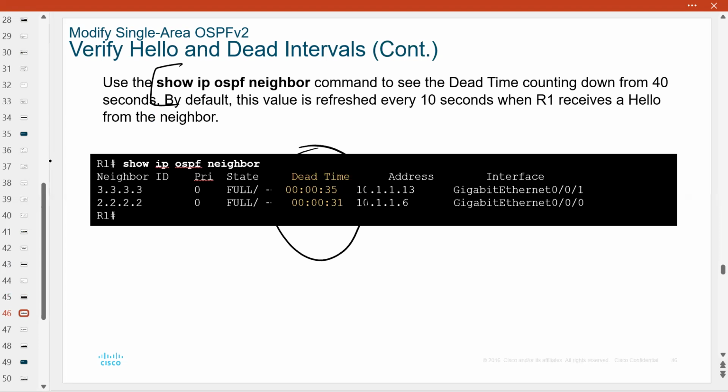So before it counts down to 0, if it receives a packet, it goes back to 40 and starts counting down again because it received a packet. But if it counts down to 0 without receiving a packet, then it means my neighbor is down. The network starts reconfiguring itself again.